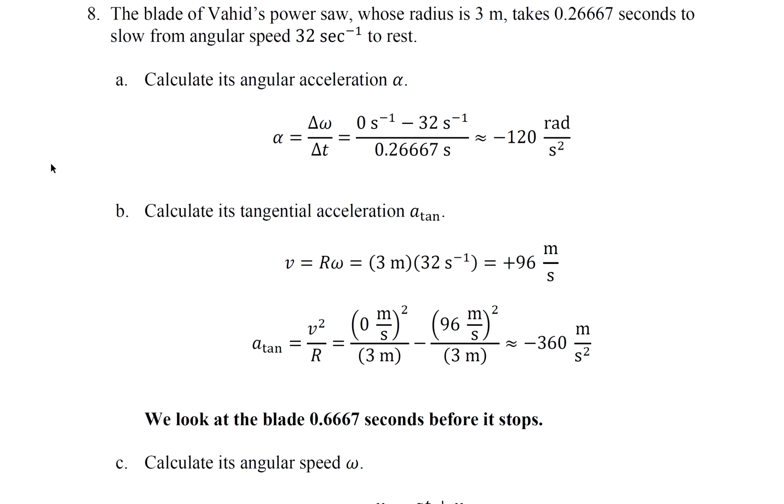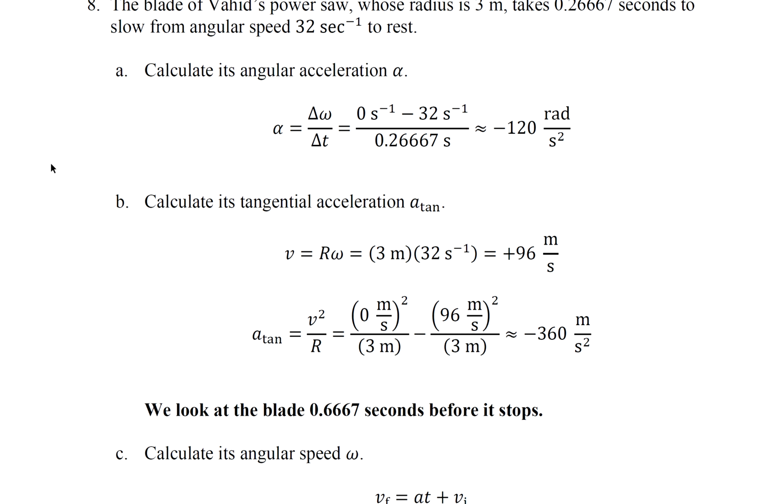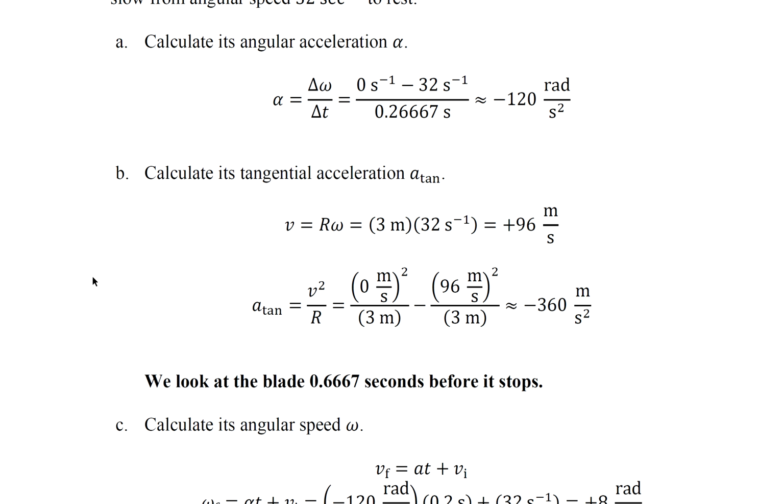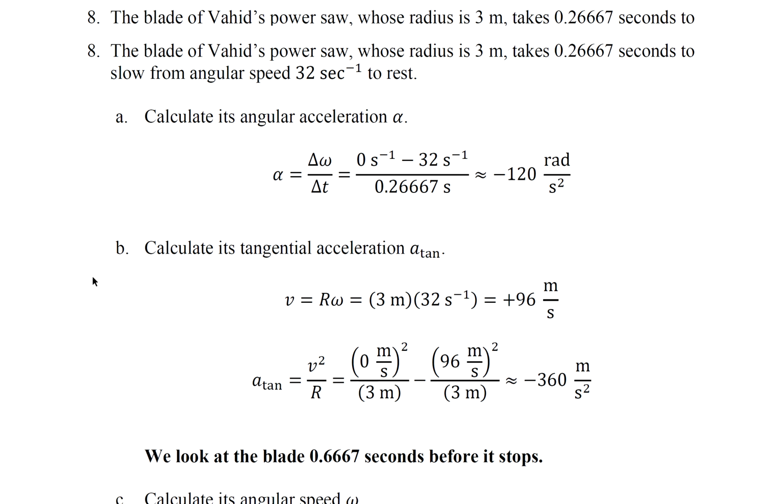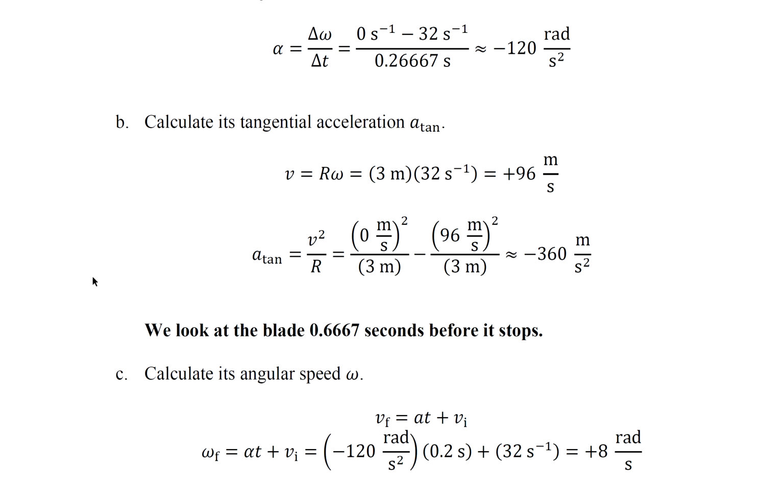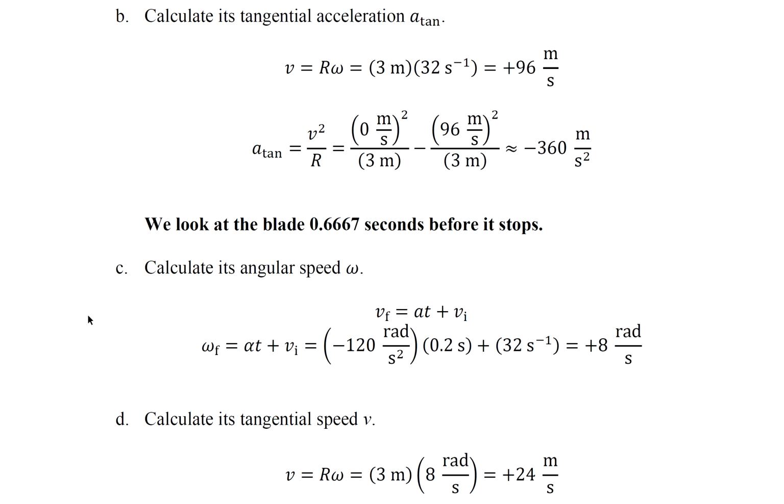Part B, calculate its tangential acceleration. V equals R omega. And a tangential is V squared over R. We look at the blade 0.6667 before it stops. Calculate its angular speed omega.